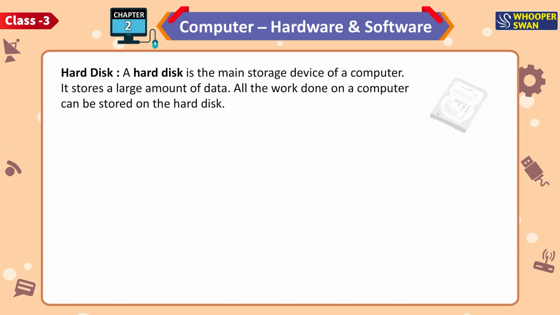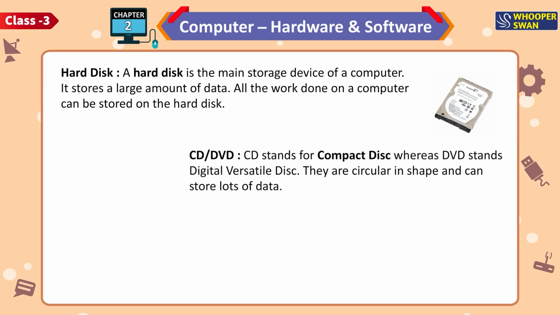Hard disk. A hard disk is the main storage device of a computer. It stores a large amount of data. All the work done on a computer can be stored on the hard disk. CD or DVD. CD stands for compact disc whereas DVD stands for digital versatile disc. They are circular in shape and can store lots of data.